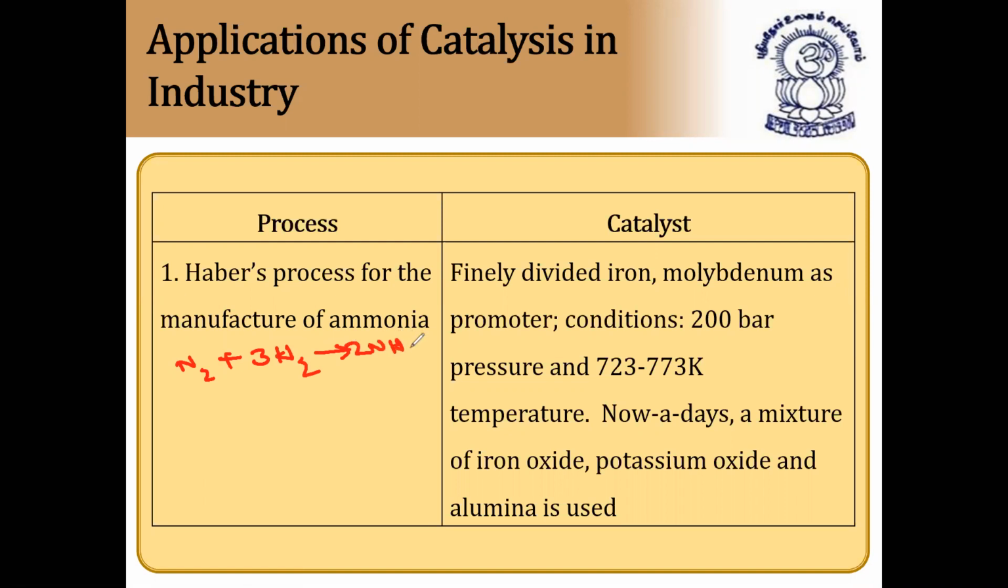combines together to form ammonia. This is the reaction. So this is called Haber's process, and this reaction takes place with iron as catalyst and molybdenum as promoter. The pressure is high, that is 200 bars, and the temperature is optimum, that is 723 to 773 kelvins, around 550 degrees C. Nowadays, instead of iron, you can use a mixture of iron oxide, potassium oxide, and alumina as catalyst. So you can use any of these. This is the first application in industry. I hope it is clear.